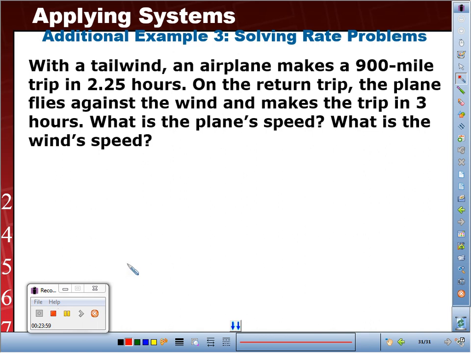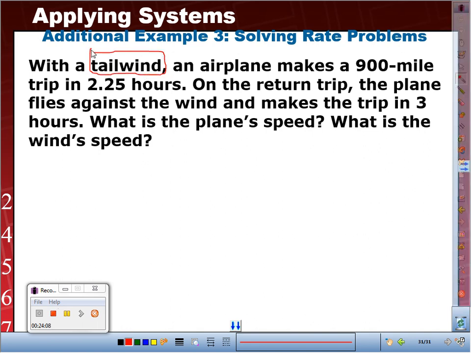So I'm going to start reading it again, and I'm going to go labeling stuff as I read. So it says, with a tailwind, okay, that sounds important. I'm going to label tailwind. An airplane makes a 900-mile trip, so that's important, 900 miles. And how long? In 2.25 hours. Okay, so that's the trip.